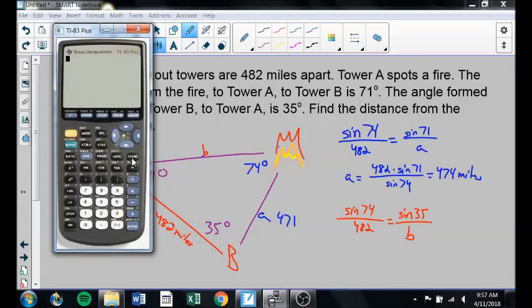And we get sine 35, close parentheses, times 482, divide that by sine 74. 287.